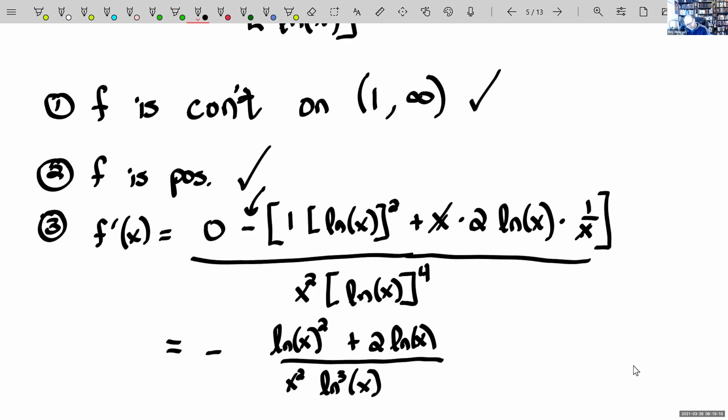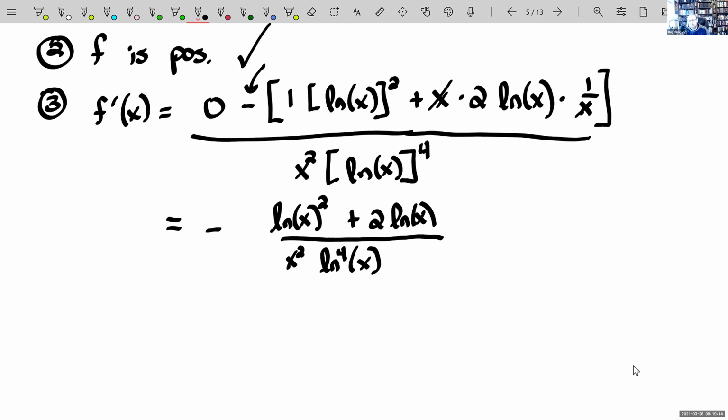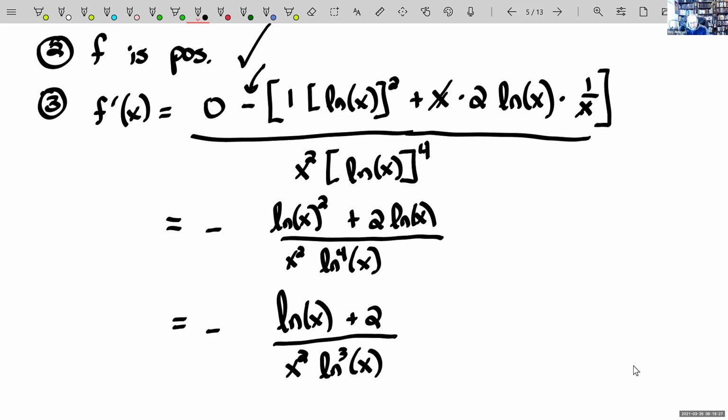I already did my mathematics. And notice through the numerator and denominator, natural logs do cancel. So this is going to be the negative natural log of x plus 2 all over x squared natural log cubed of x. And this is definitely, what I'm circling up is positive, and there's a negative in front of it. So that is definitely a negative number.